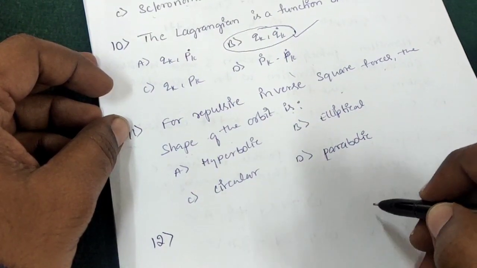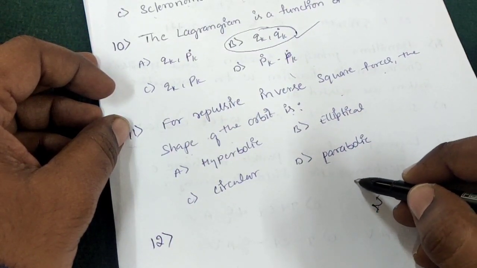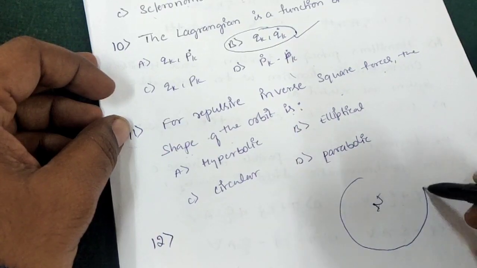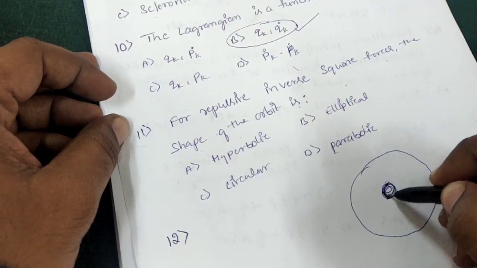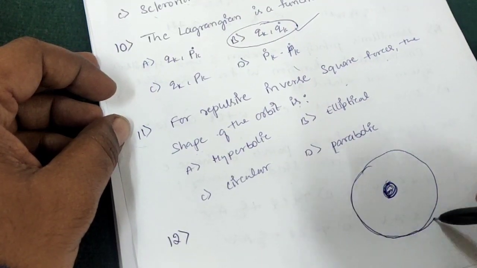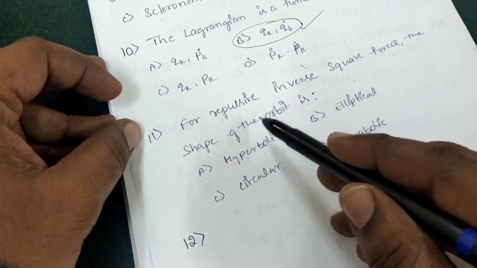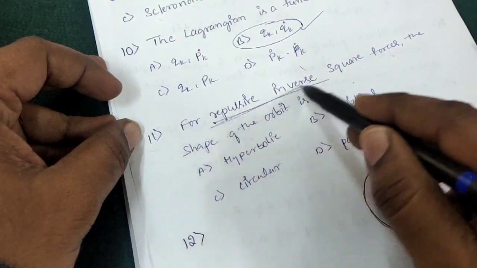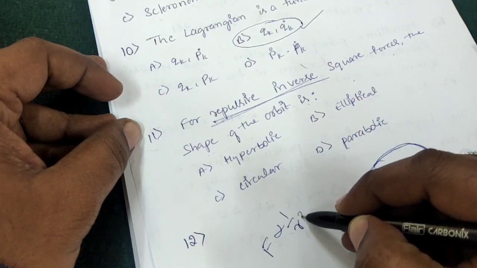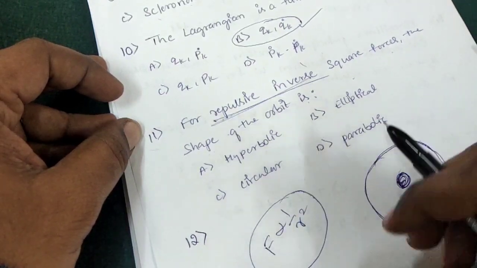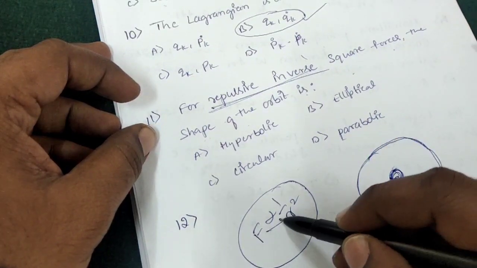Next, for a repulsive inverse square force, what is the shape of the orbit? If there is a particle revolving around a nucleus, or any body at the center with another body revolving around it. Here in the question they clearly mention a repulsive inverse square force, that means F is proportional to 1 by r square, and repulsive.